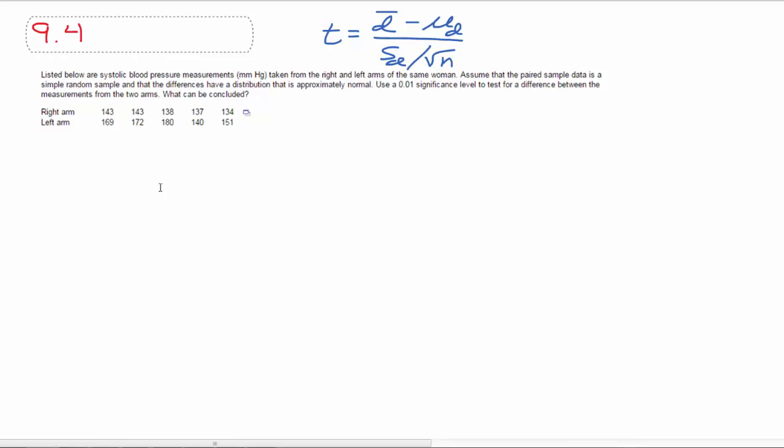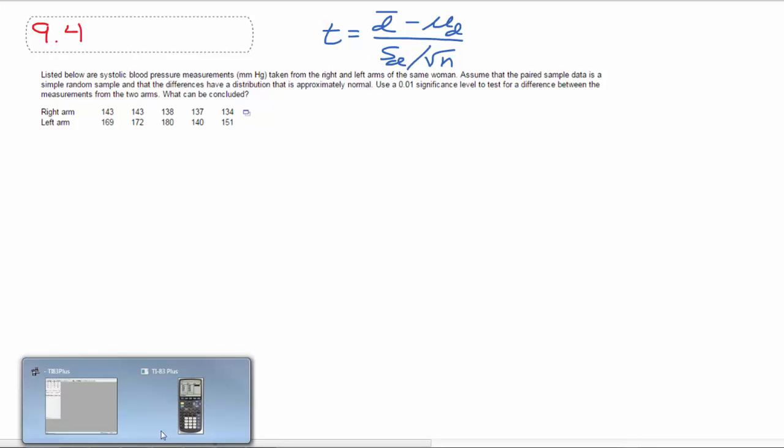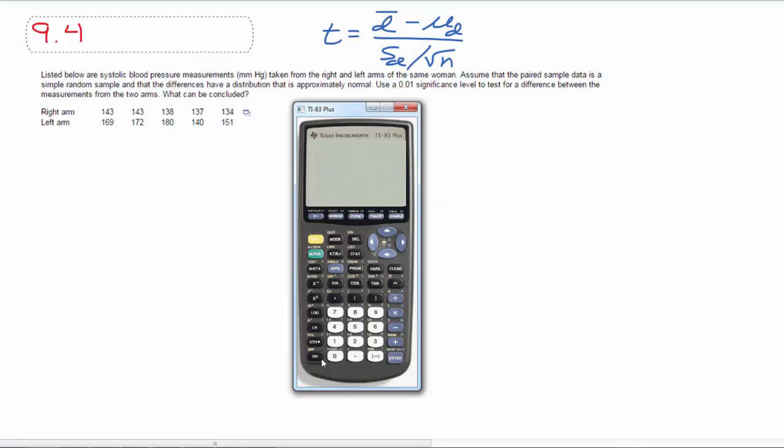Okay, so you could calculate all these differences by hand, then you could calculate the mean and standard deviation by hand, or you could let technology do the work for you. Now, if you're doing it on your calculator, you put one set in list 1 and the other set in list 2.